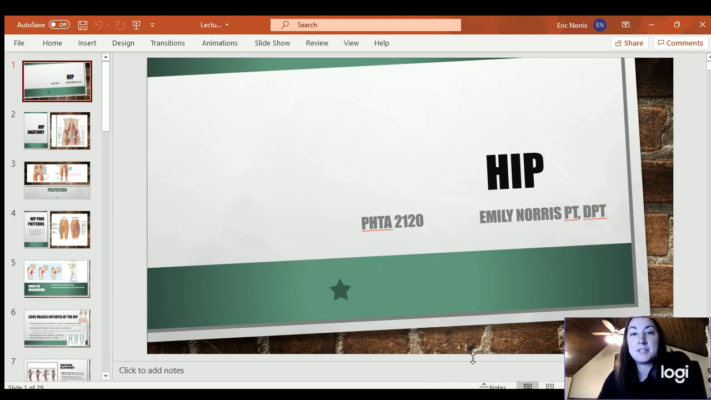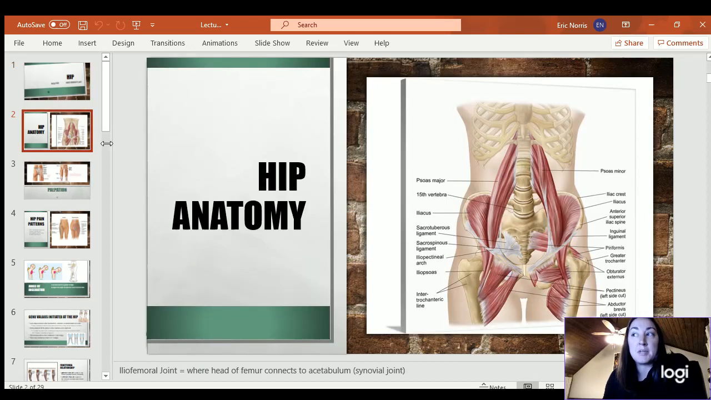Today we are going to go over the hip lecture. So we will start out with our hip anatomy. Here are our deep muscles of the hip, the ones that are underneath the surface and harder to find.